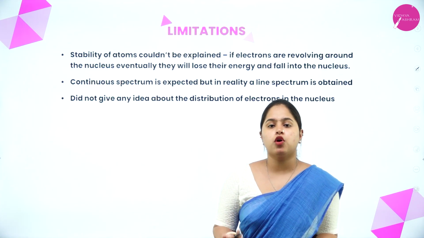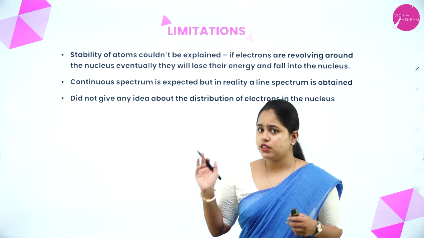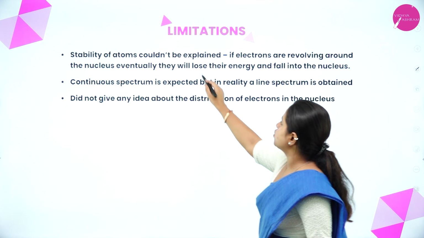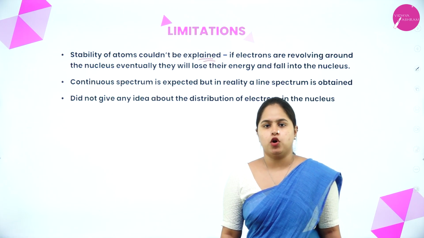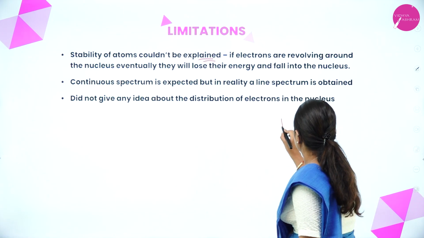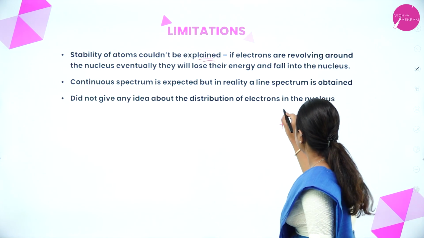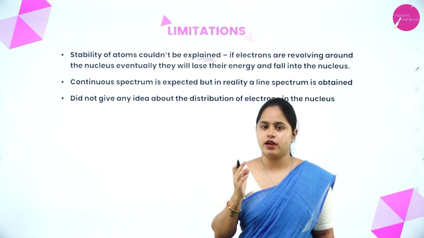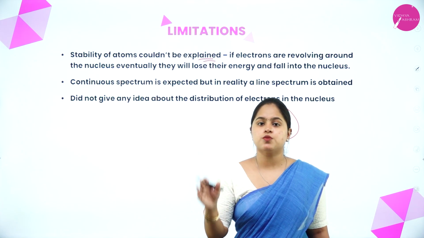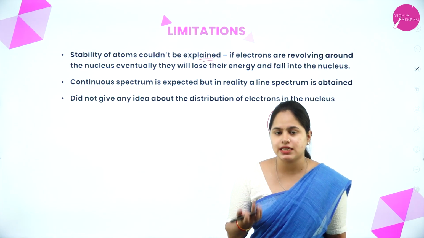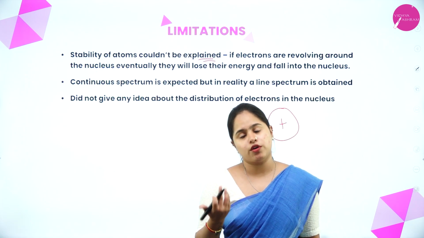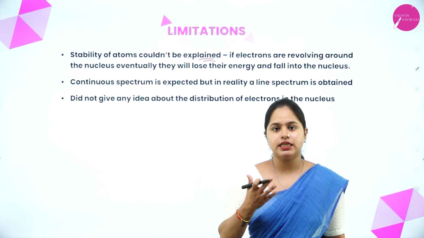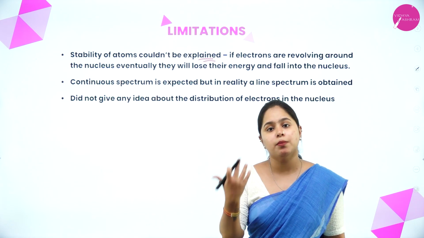So now Rutherford's nuclear model of atom also had its own limitation. Even this is not the accepted model of atom, right? So let's see. The stability of atoms couldn't be explained by Rutherford's atomic model. So what did we study? There will be a positively charged nucleus and the electrons will be revolving around the nucleus in circular paths which are called orbits. So we know that when an electron is moving in a circular path, it means that it is accelerating, right? So according to Maxwell, what we have studied, when a negatively charged or any charged particle is accelerating, it has to emit radiation, right?